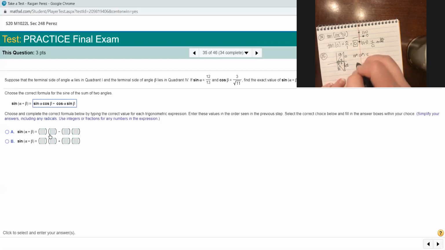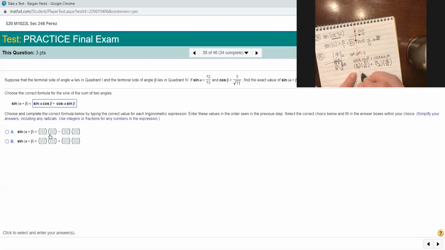So now we can plug in our formula. I'm looking for sine of alpha, cosine of beta, plus cosine of alpha and sine of beta. So sine of alpha is 12 over 13. Cosine of beta is 3 over square root of 11. Plus cosine of alpha is 5 over 13. And sine of beta is negative square root of 2 over square root of 11. So 12 times 3 is 36. And technically it's a minus 2 square root of 5 because of the negative there. All over 13 square root of 11.